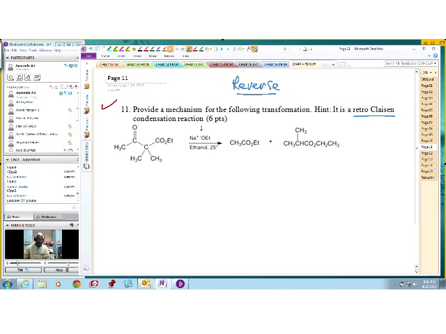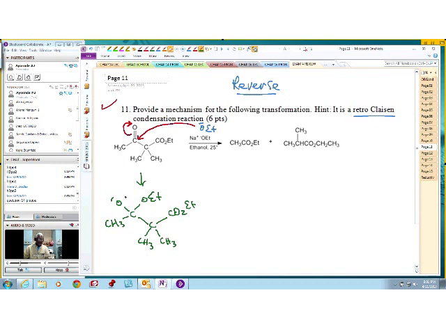So we have the ethoxide here. You see, this is a very simple question. It simply attacks the carbonyl right here, and of course this goes here. Keep in mind, we said this is a reverse Claisen. So what do we get? We get this. Now we get this here, this here, this is here, and this is here.